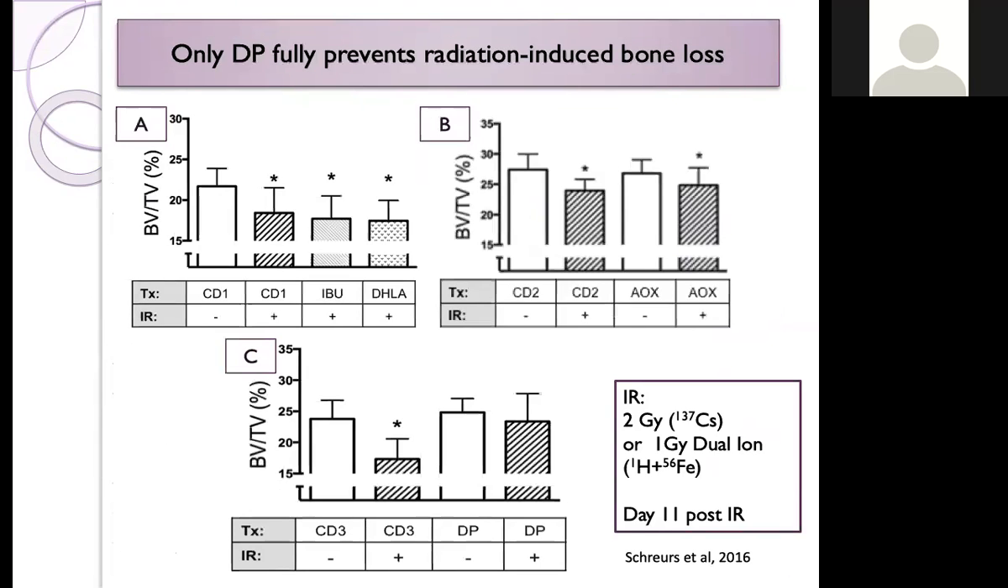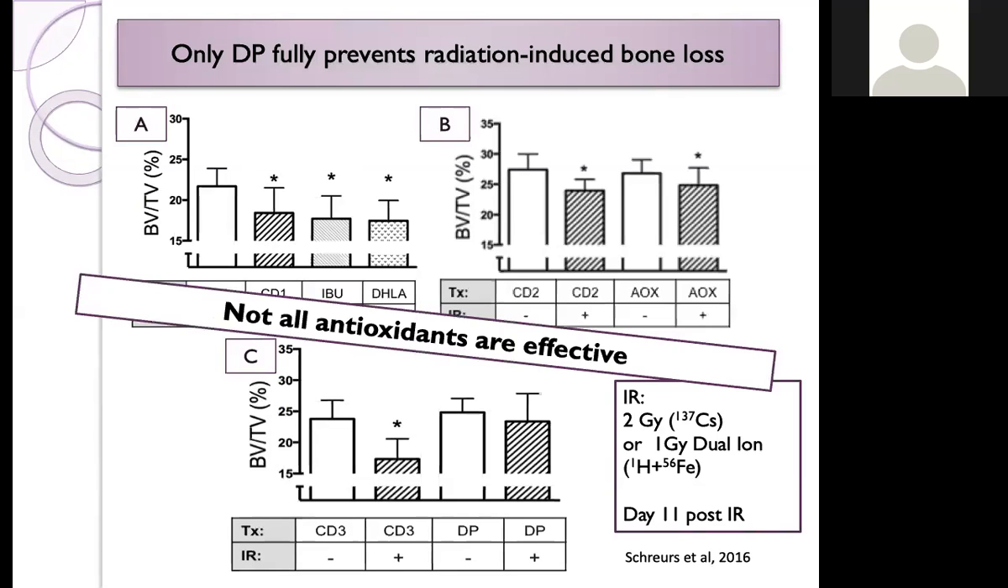As you can see, after radiation, mice with the control diet had bone loss, as measured by BV/TV, but mice given the ibuprofen or the DHLA did not rescue that bone loss. Mice with the antioxidant diet also did not prevent that bone loss. Whereas mice with the dry plant diet, as you can see, had a nice rescue of the BV/TV. So it's important to notice that not all antioxidants are equal or effective.